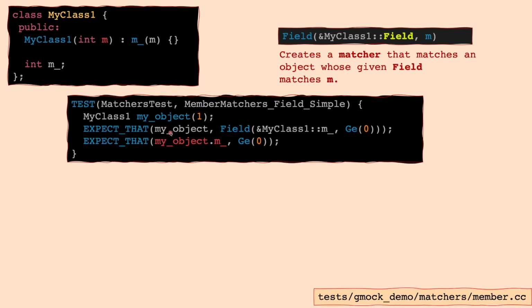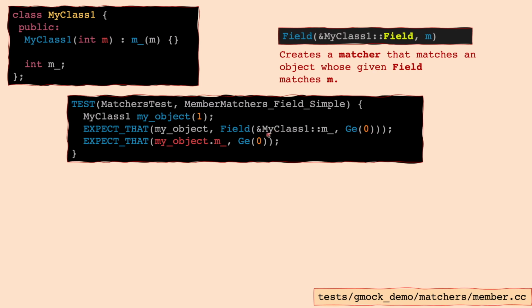Now I can say either of these two statements. Let's look at the second one first. Here I'm saying expect that my object m is greater than 0, which is true because I set m through the constructor to be value of 1. Instead of this, I could have said expect that the field m inside my object has value greater than or equal to 0.